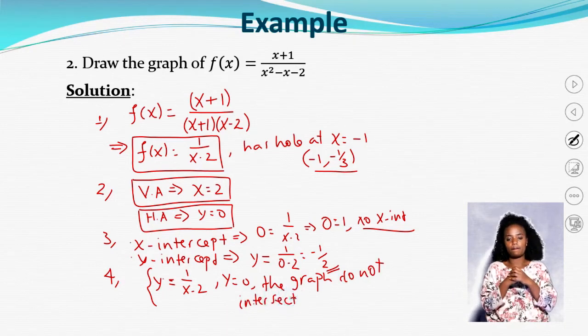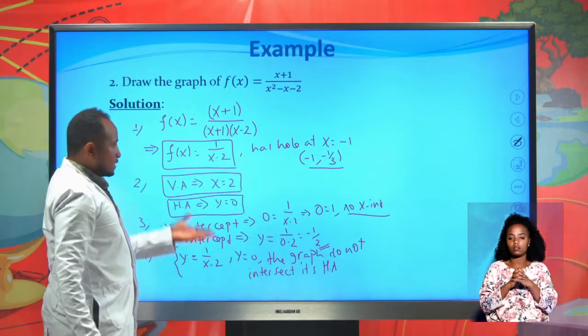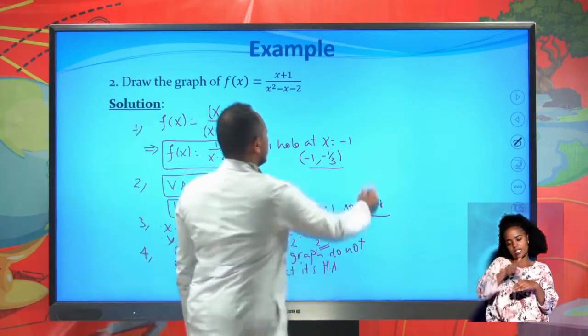The graph does not intersect this horizontal asymptote. So, after this, we'll draw the graph. Let's draw the graph here.